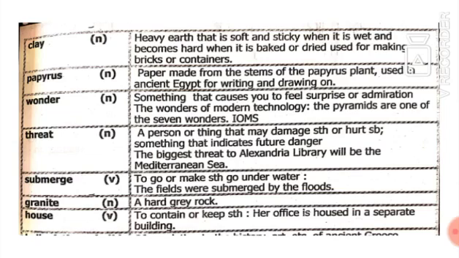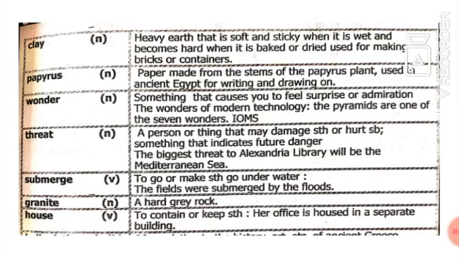The next word is papyrus. Papyrus means paper made from the stems of the papyrus plant used in ancient Egypt for writing and drawing on. So it's a paper which is used in ancient Egypt. Wonder. Wonder means something that causes you to feel surprise or admiration. For example, the wonders of modern technology, or the pyramids are one of the 7 wonders.